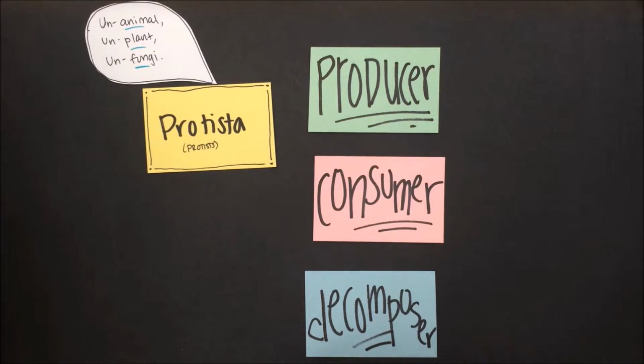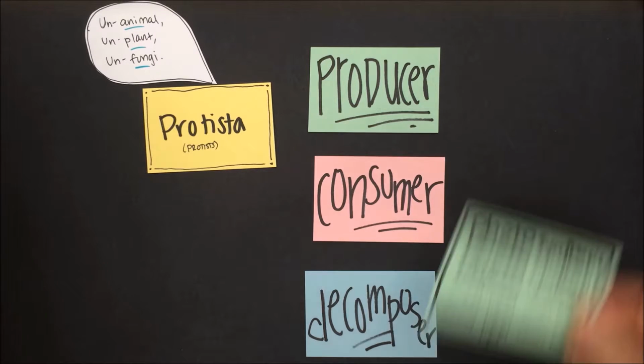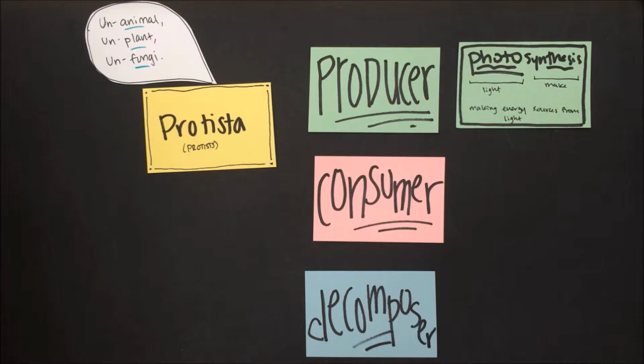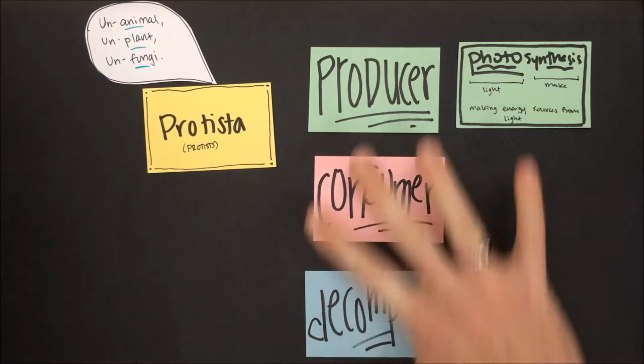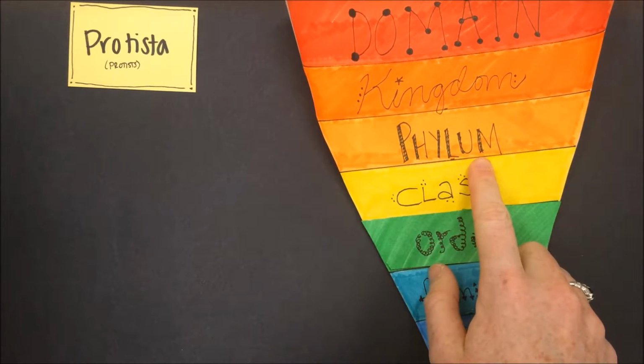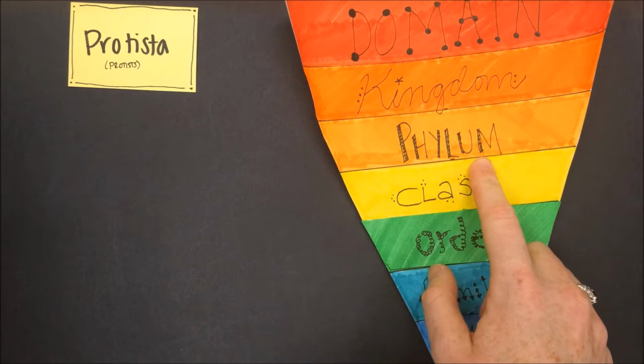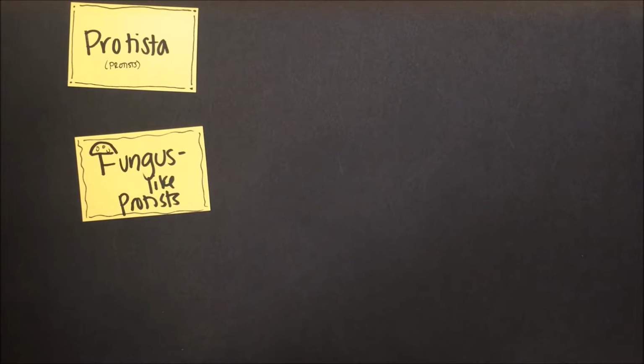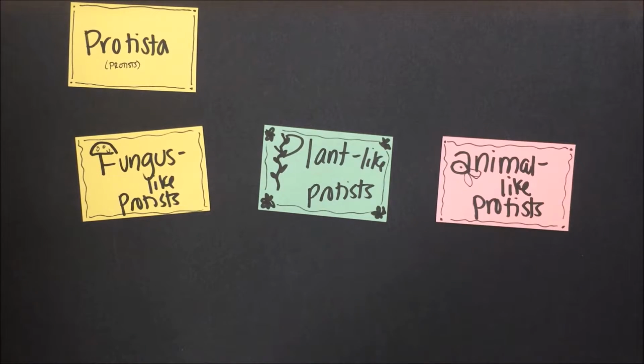Autotrophic producing protists use photosynthesis. And in fact, photosynthetic algae, which are protists, not plants, make most of Earth's oxygen. So if you're breathing right now, you should thank a protist. We can think of the phyla, which is the plural of phylum, of Protista as fitting into three broad categories: fungus-like protists, plant-like protists, and animal-like protists.